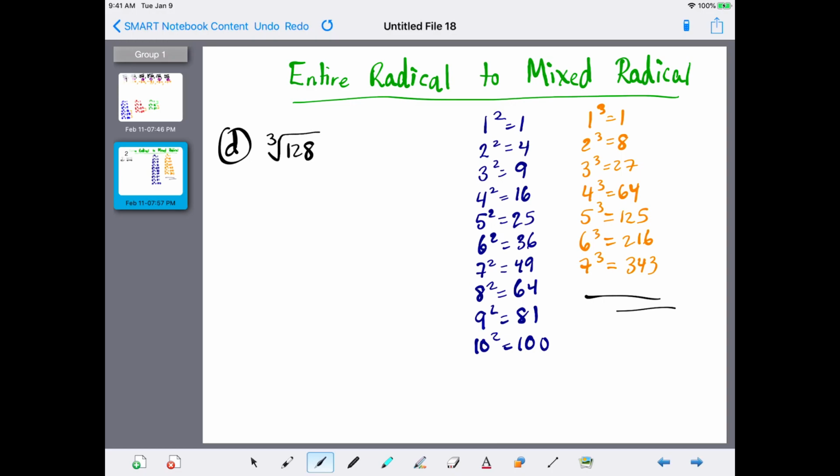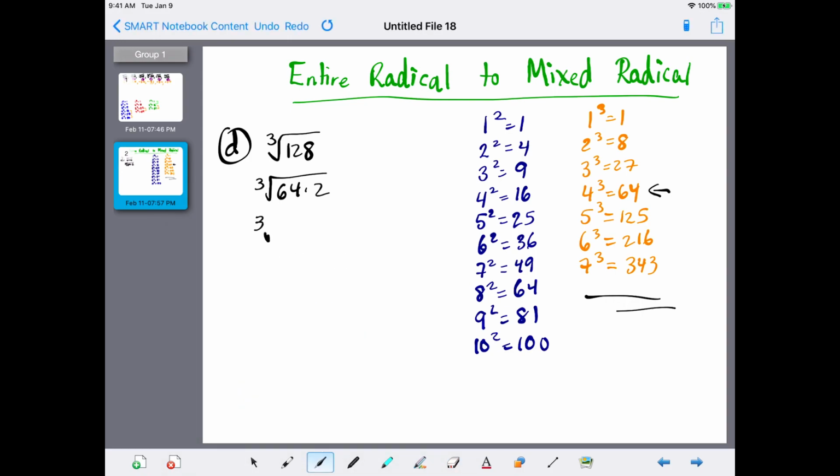Okay, let's do one last one. So again, same process. We need 2 numbers that multiply to give 128, and one of them has to be a perfect cube, because again, we have 3 in the index. We're looking at the cube root of 128. So we use this list on the right, and hopefully you can see that 64 times 2 is going to equal 128.